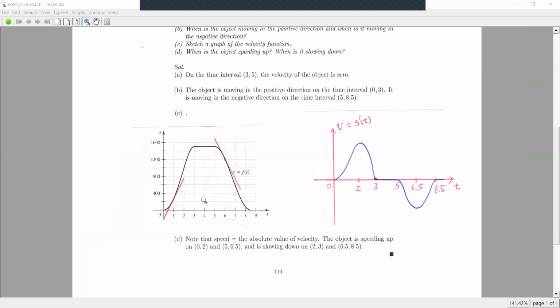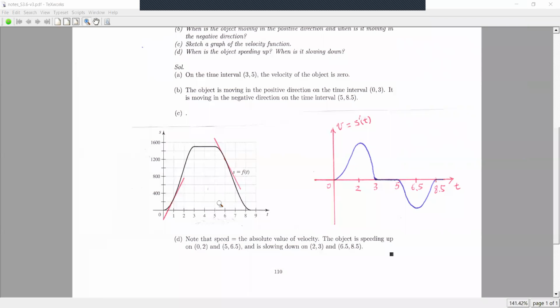The second piece is between 3 and 5. Between 3 and 5, all the tangent lines are horizontal. Therefore, their slopes are zeros. So the graph of the slope of the tangent line between 3 and 5 is this nice segment on the t-axis.